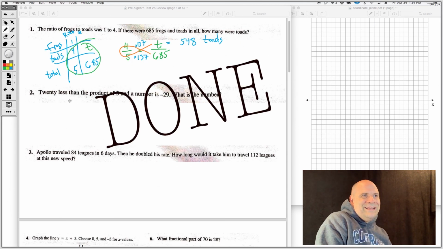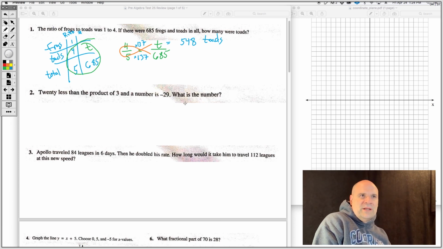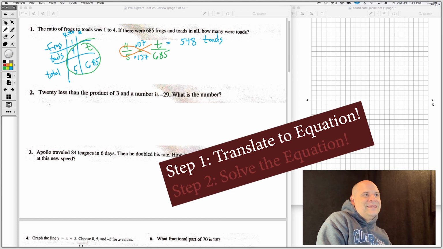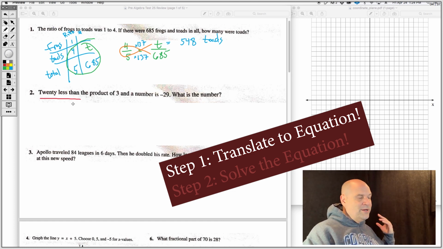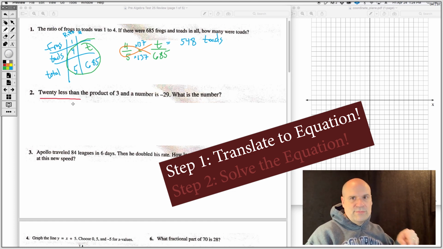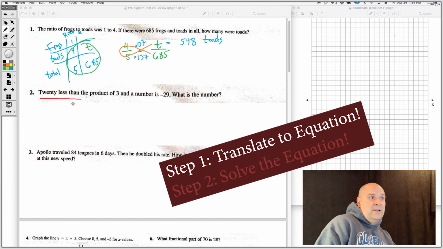Number 2, 20 less than the product of 3 and a number is negative 29. What is the number? We're gonna translate. How do you say 20 less than something? Well, how do you say 2 less than 10? Is it 2 minus 10? No, you have to reverse it. So it's something minus 20.